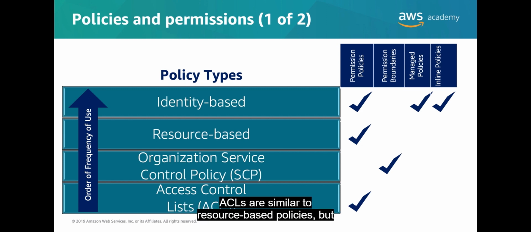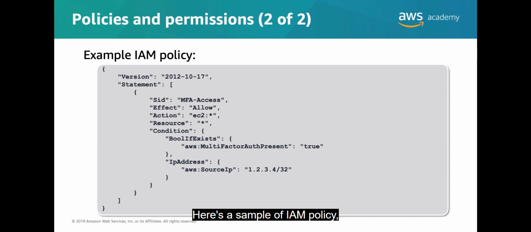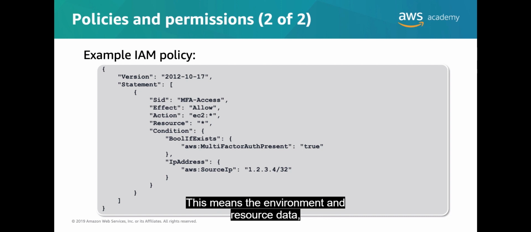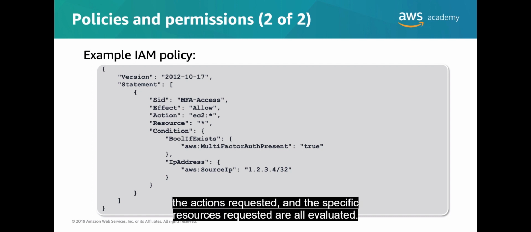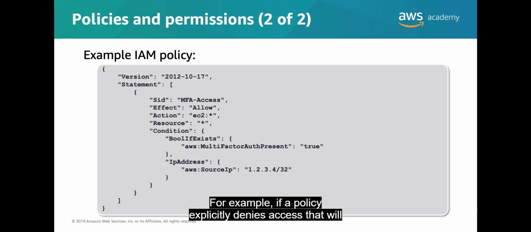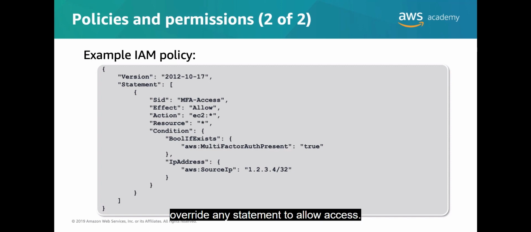ACLs are similar to resource-based policies, but you don't define them with a JSON document. Here's a sample IAM policy. IAM applies policies based on the context of a request. This means the environment and resource data, the actions requested, and the specific resources requested are all evaluated. Also, whether the policy specifies to allow or deny the action is important. For example, if a policy explicitly denies access, that will override any statement to allow access.